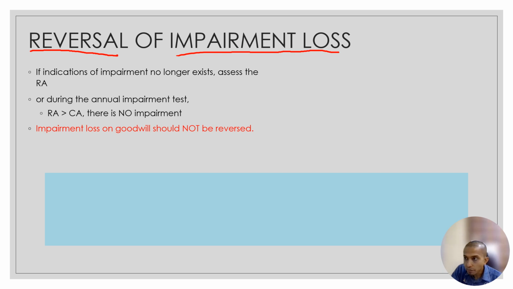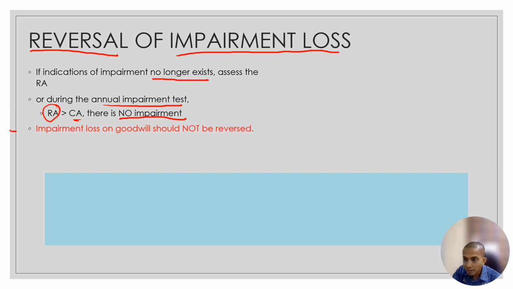If the indication of impairment no longer exists, assess the recoverable amount. Or during the annual impairment test, the recoverable amount now is more than the carrying amount. So there is no impairment loss, nothing to do. But if before this we did an impairment loss, then there is something we should do, which is a reversal. Impairment loss on goodwill should not be reversed.